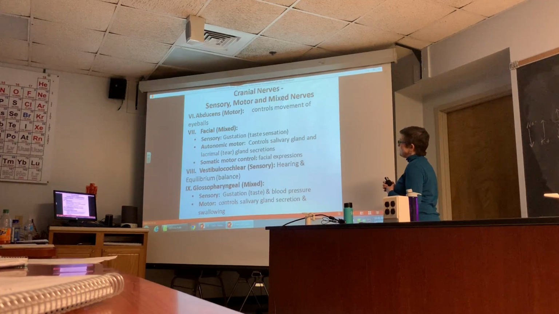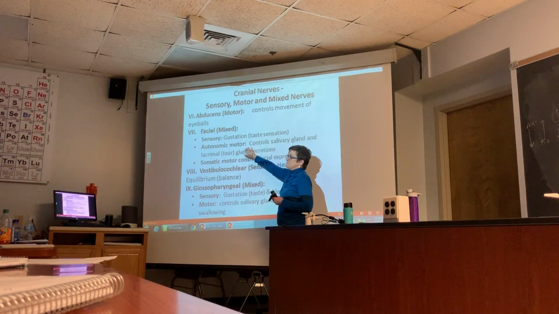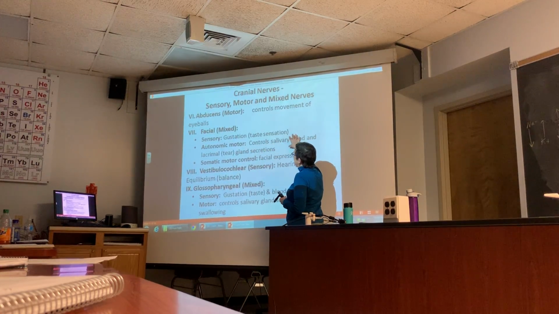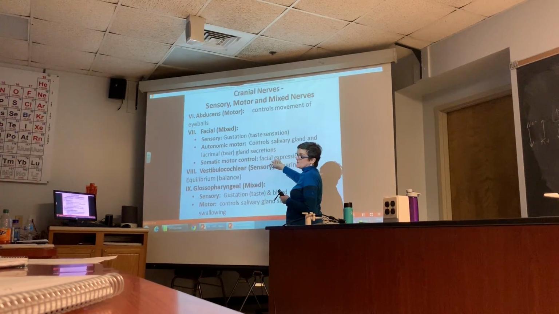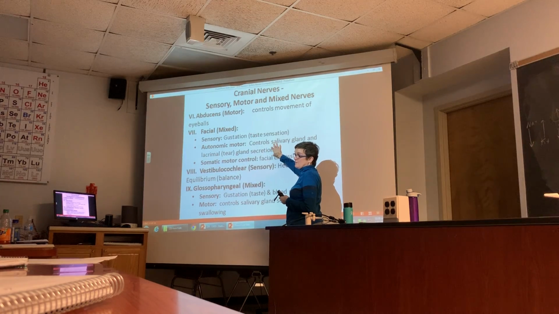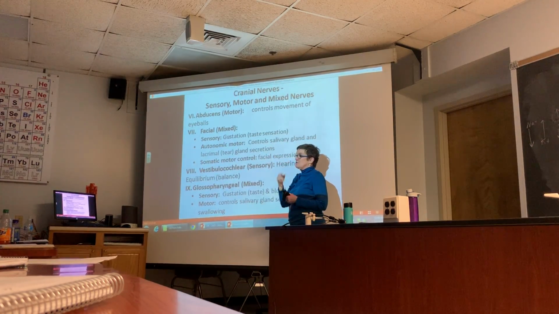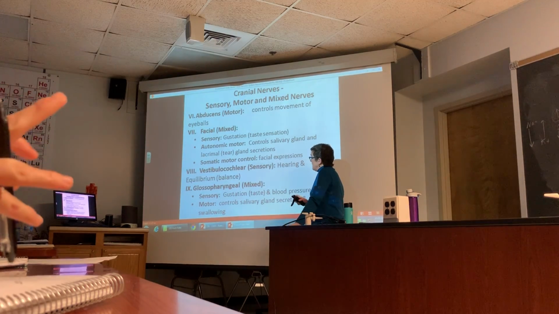Now, many of these nerves also have some autonomic functions, and they're part of the parasympathetic division that we'll be talking about shortly. So, for example, the facial nerve not only controls facial expressions, as the name implies, but it also controls some autonomic functions. It stimulates salivary glands to secrete saliva, and it stimulates tear production.